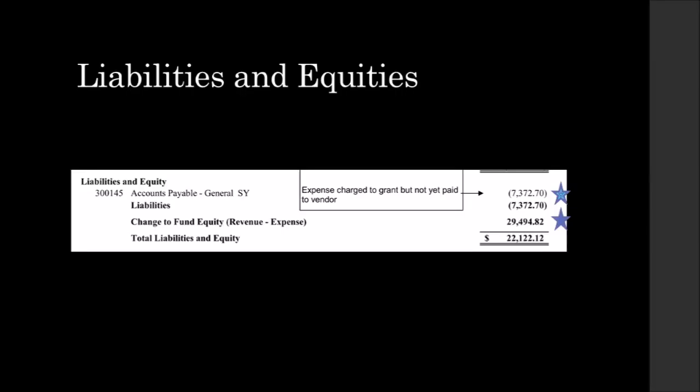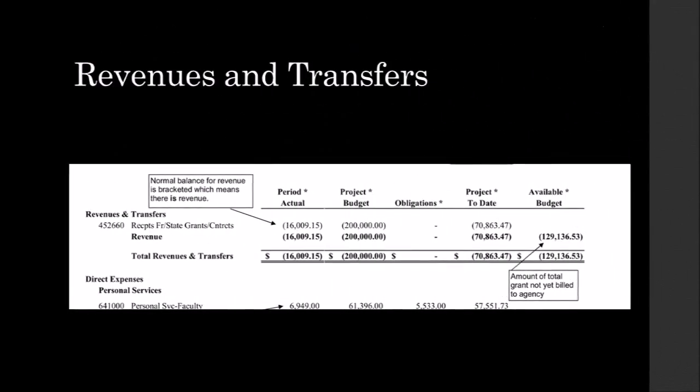If an expense has been charged to the grant but has not yet been paid, it will appear as a negative amount. Your equity, the total revenues, is also a line item in this section. The combination of these two items should balance out with the total assets. If they do not, you should contact the Office of Sponsored Programs to request further assistance.